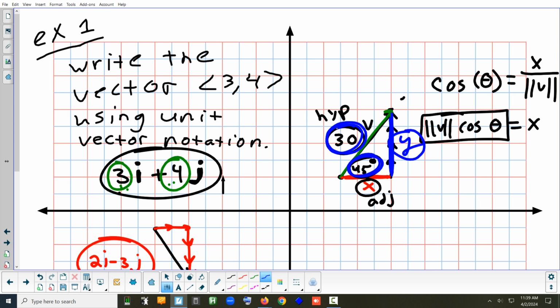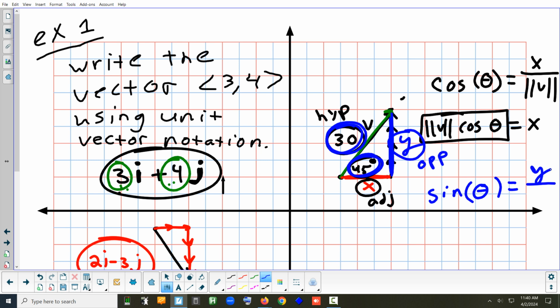Yep, so somebody just said it. What side is this? Opposite. What trig function involves opposite and hypotenuse? Sine. So the sine of, in this case you use 45, but in general, whatever your angle is. Sine of your angle equals, and what's the definition of sine? Opposite over hypotenuse.